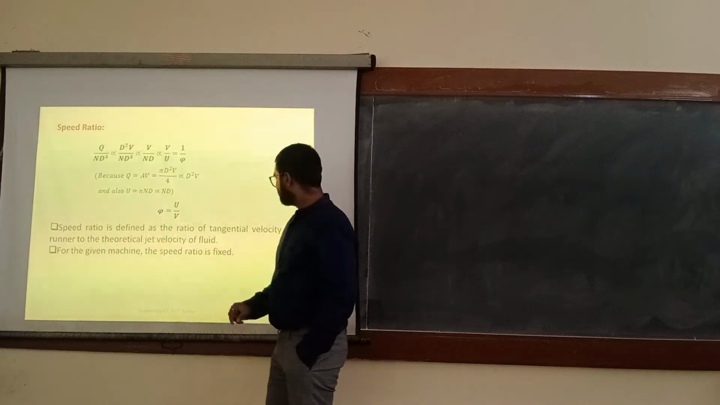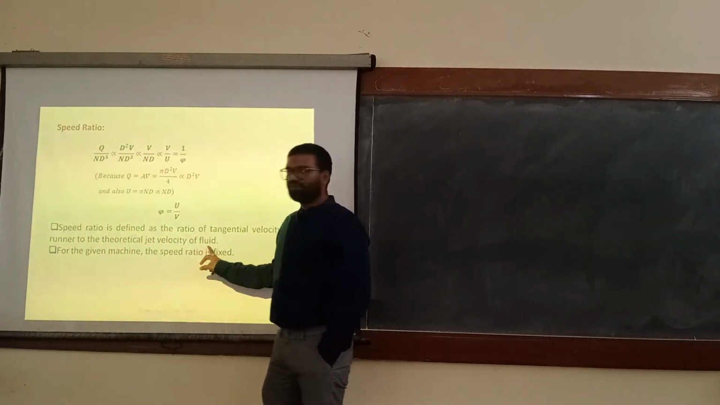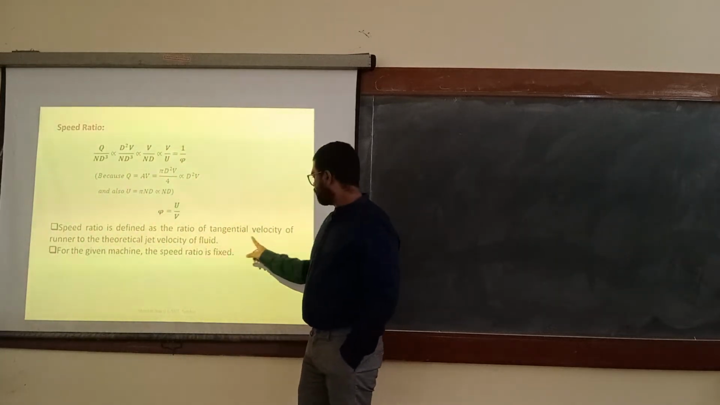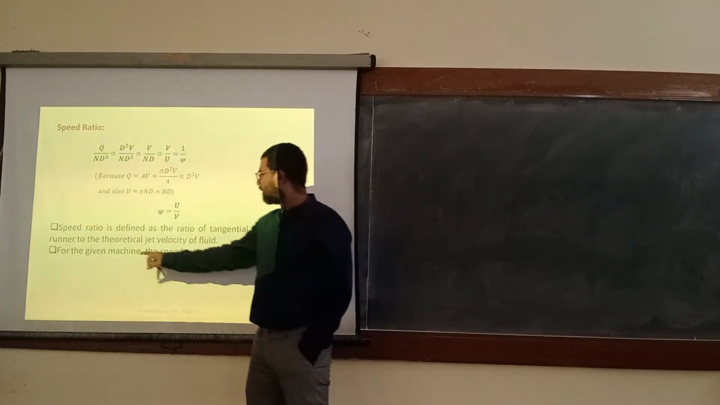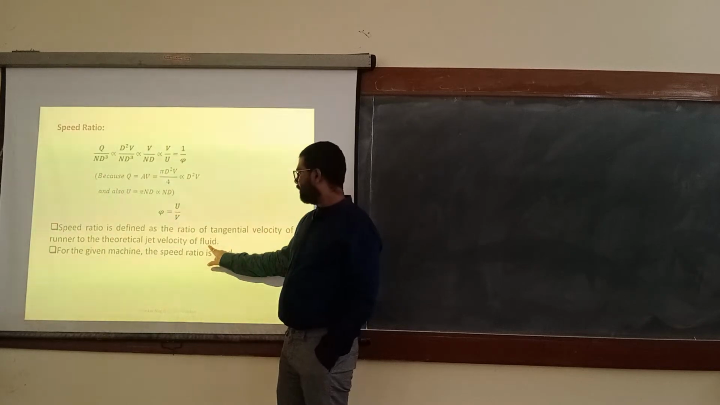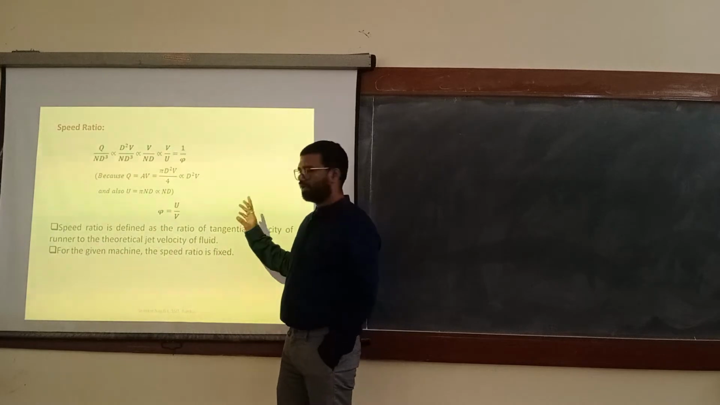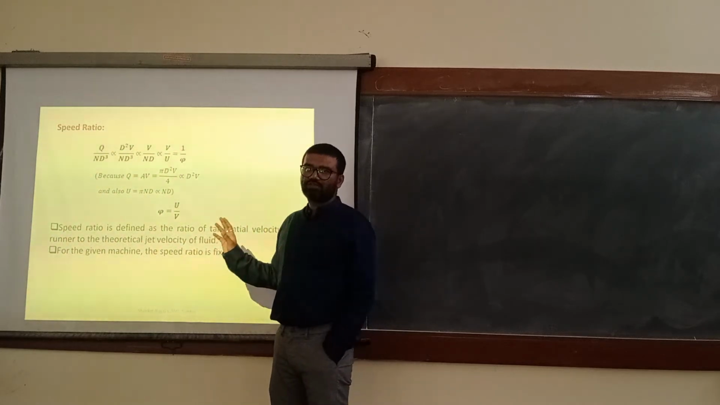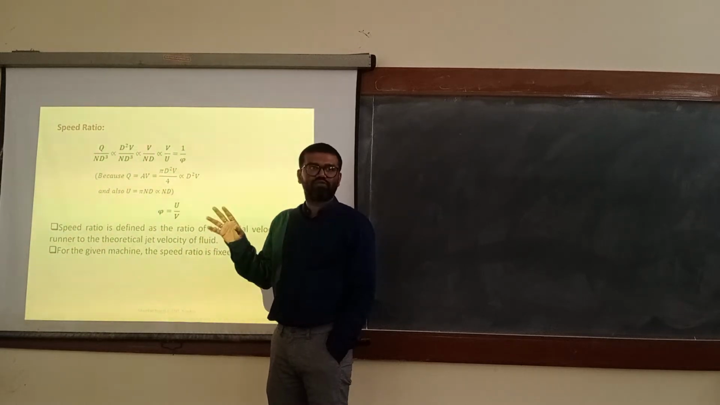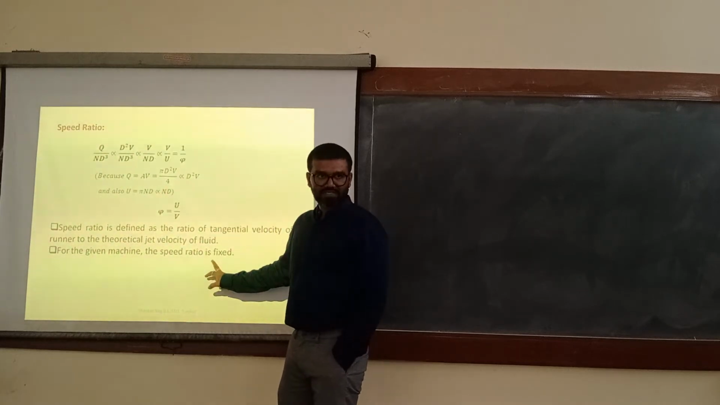Here U is the tangential velocity of the runner or rotor, and V is the theoretical jet velocity of the fluid. The speed ratio is defined as the ratio of tangential velocity of the runner to the theoretical jet velocity of the fluid. For a given machine, this speed ratio is fixed. That means if a machine is running with a fixed inlet flow of fluid, then the speed ratio is considered fixed.